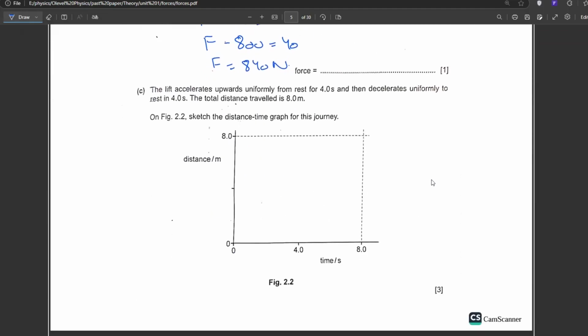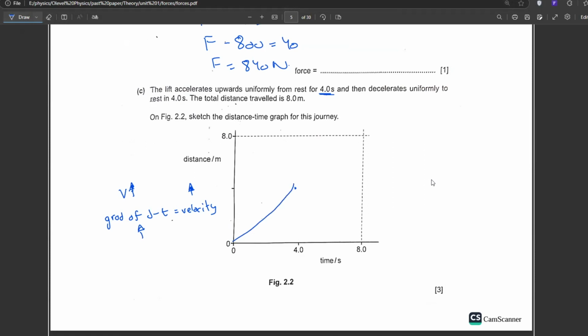Let's further move ahead. The lift accelerates upwards uniformly from rest for 4 seconds. So for the first 4 seconds, your lift is accelerating upwards. If you are accelerating upward, that means your velocity is increasing. And you know the gradient of a distance-time graph is equal to what? Velocity. If velocity is increasing because you are accelerating, that means your gradient will also increase till 4 seconds. So basically, you will have an increasing curve like this. Okay, let's draw it in a more precise manner.